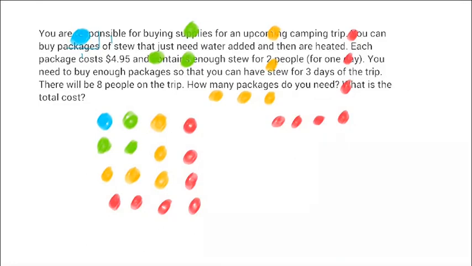Okay, I don't know how those dots got there, but I'm going to erase them.